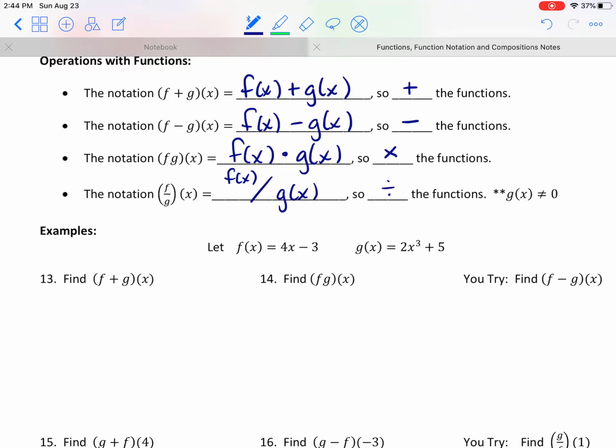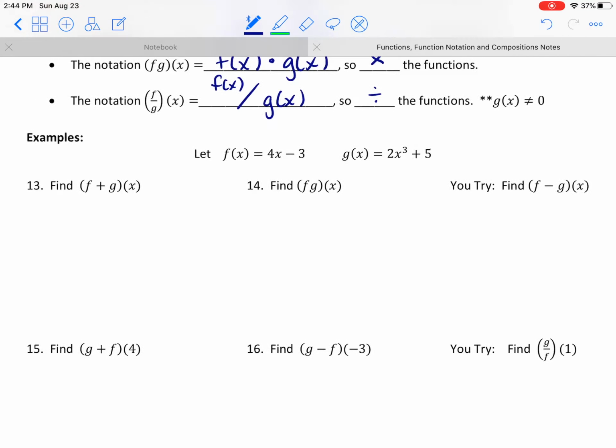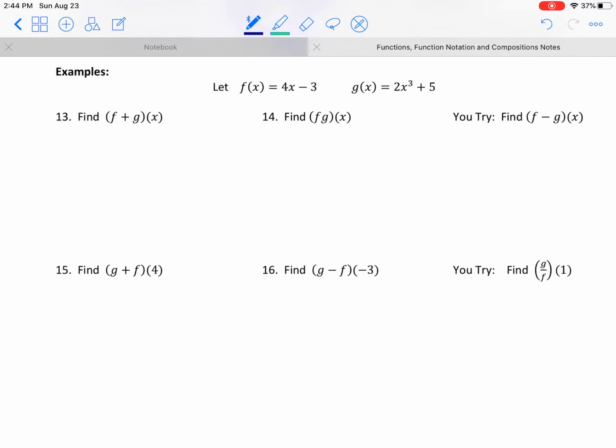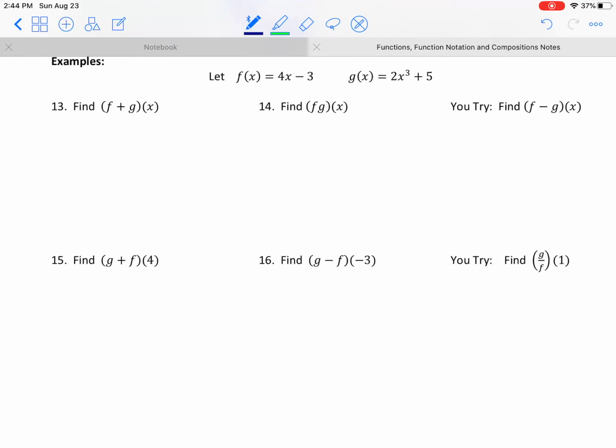Divide the two functions. Of course, there's a stipulation on this one, though. G of x, if it's the bottom of the fraction, can't be 0, right? The bottom of the fraction can't be 0. 0 in our denominator is not defined. It's not really going to happen in these basic problems we're looking at, but the bottom of the fraction can't be 0, okay? So we have f of x defined, g of x defined. We're going to try to practice using some of these operations.